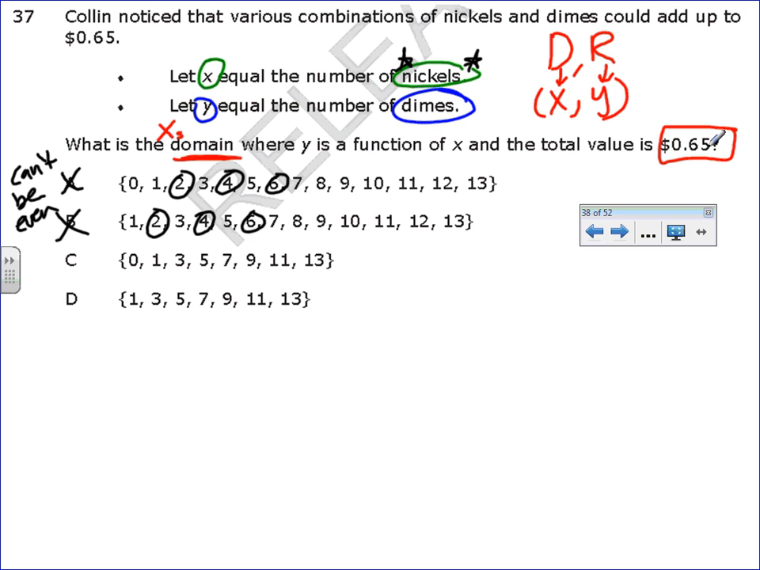The last two are odd, except the only difference between them is that C includes 0. If you have 0 nickels, can you make 65 cents? No. So it has to be C. I have to have an odd number of nickels to be able to combine with dimes to make 65 cents.